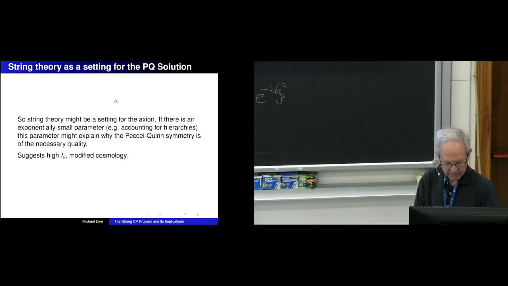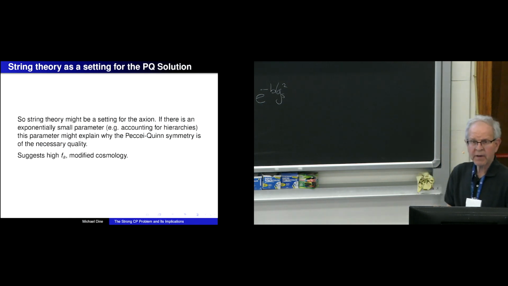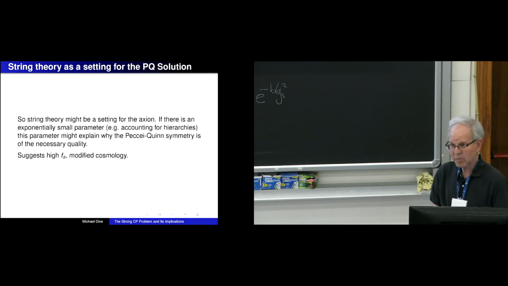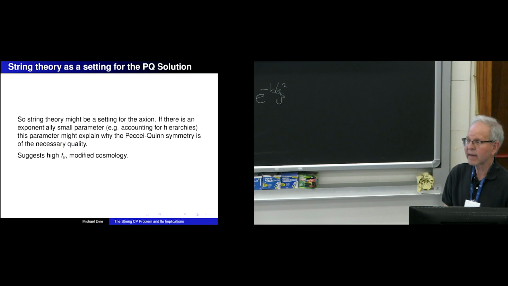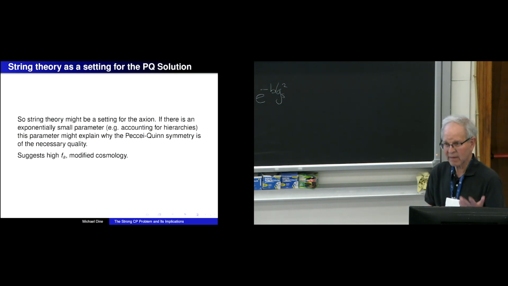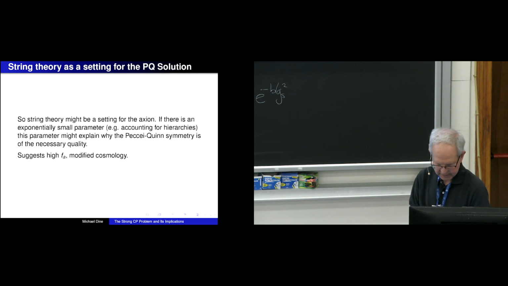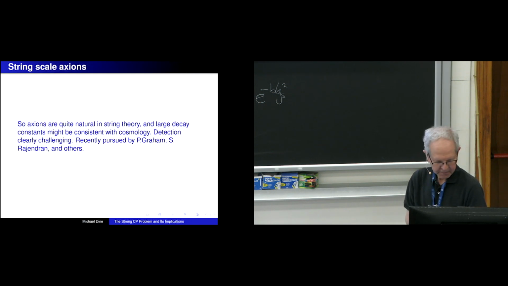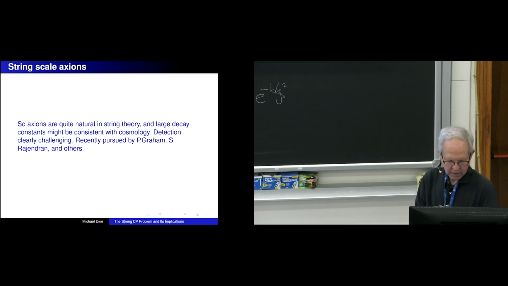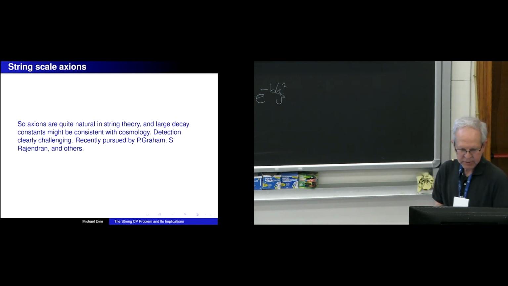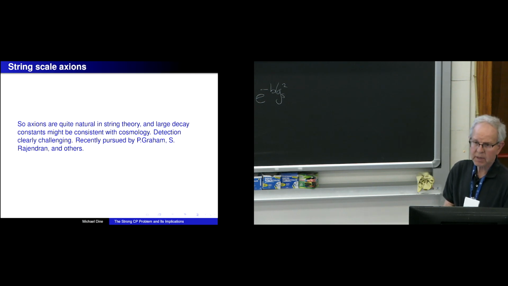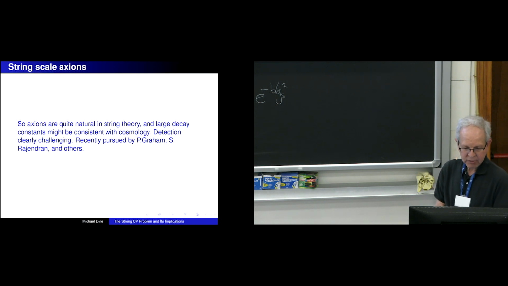String theory is suggestive of a modified cosmology and a higher f_a. It doesn't have to be. String theory might support a lower f_a. String theory might have nothing to do with anything. But still, it's suggestive. So overall, I would say the axions are quite natural in string theory, and large decay constants might be consistent with cosmology. And detection of such axions is clearly a challenge.